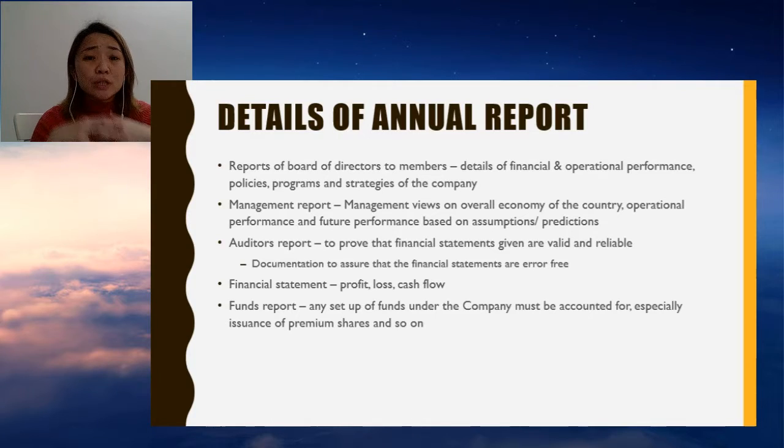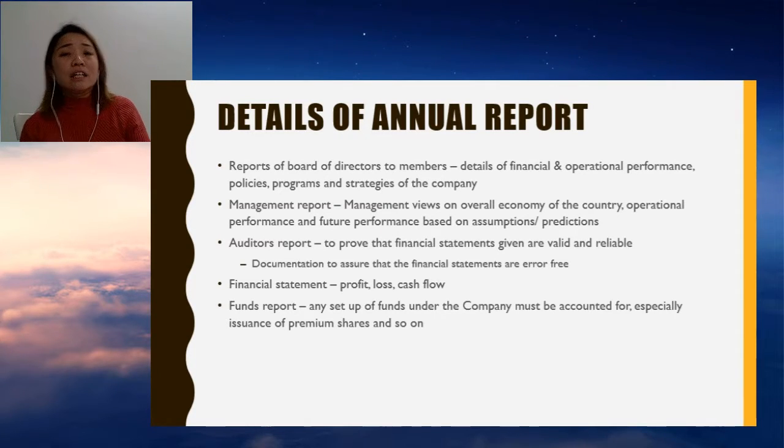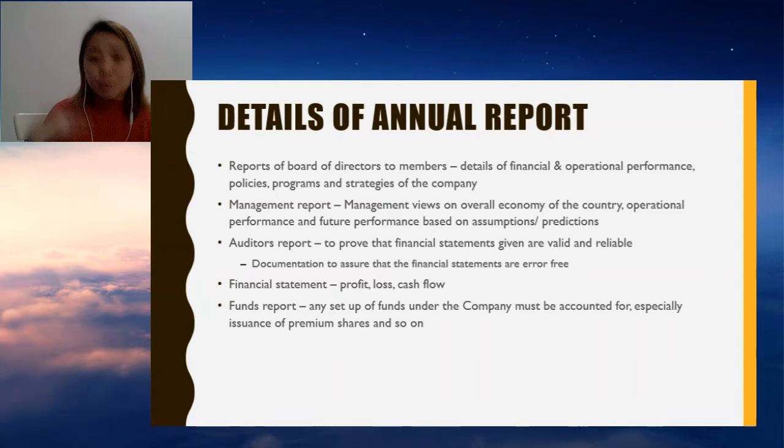And within the details, you will find that an annual report will always have reports of the board of directors and management. Like I said, the first and most crucial part of an annual report is always the financial and operational performance. How well are you doing financially, right? What are some of the new policies and new programs that you have implemented, and also some of the strategies of the company?